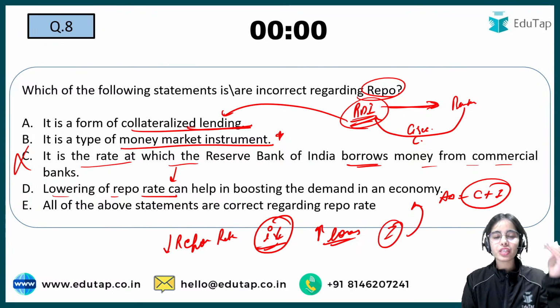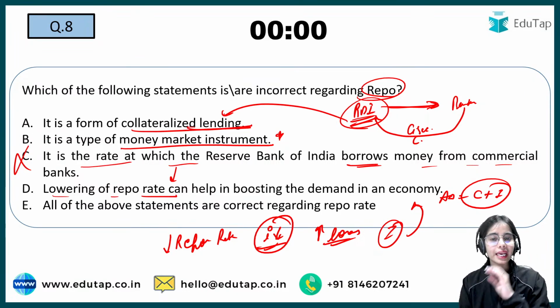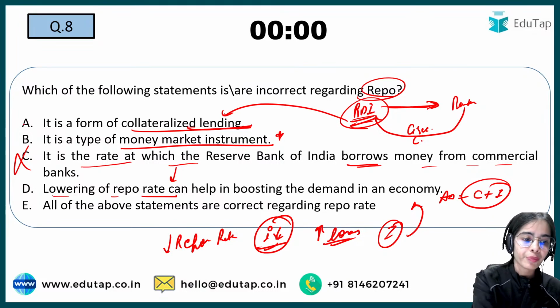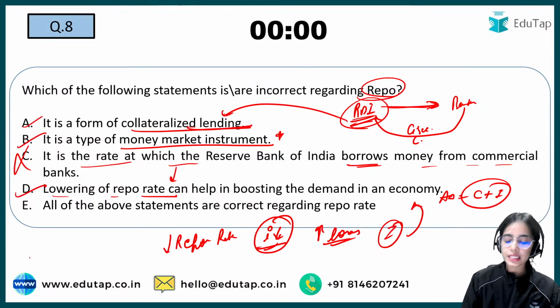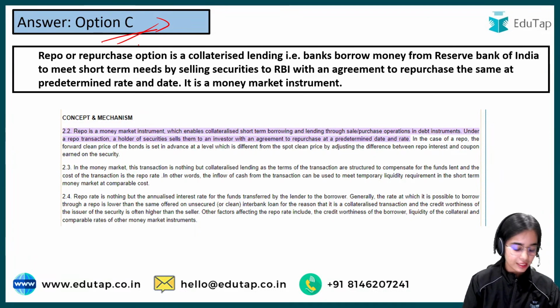So remember, if the repo rate is decreasing, the banks can also decrease their interest rate, and so more loans will be taken, and this will boost the demand in the economy as the money supply is increased in the economy. So A, B and D are correct, only the C statement is incorrect, and that's why this is the answer. Okay, yes, C is the answer here.